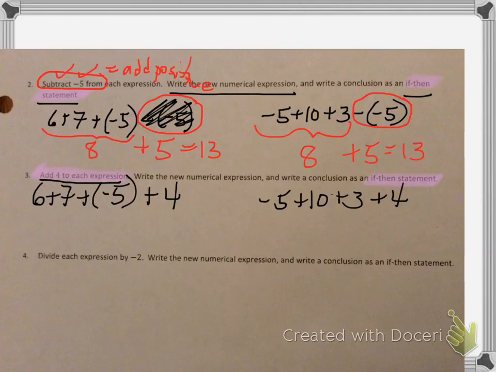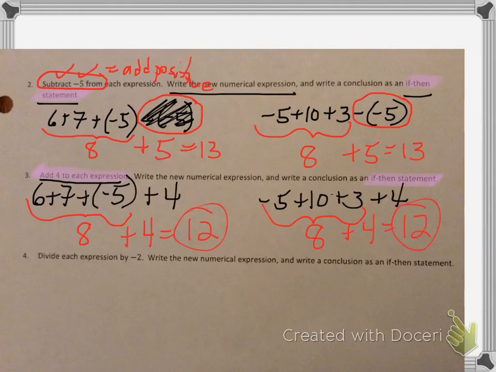Okay, I'm pretty sure you got this one. Again, we knew that expression 1 and expression 2, they both equaled 8. They both evaluated to 8. And if you're going to add a 4 to this one and a 4 as well to this one, they're going to be equivalent. They're going to remain 12. And again, the if-then statement is exactly the same as before. If expression 1 equals expression 2, and you add the same number to both, they will continue to be equivalent.